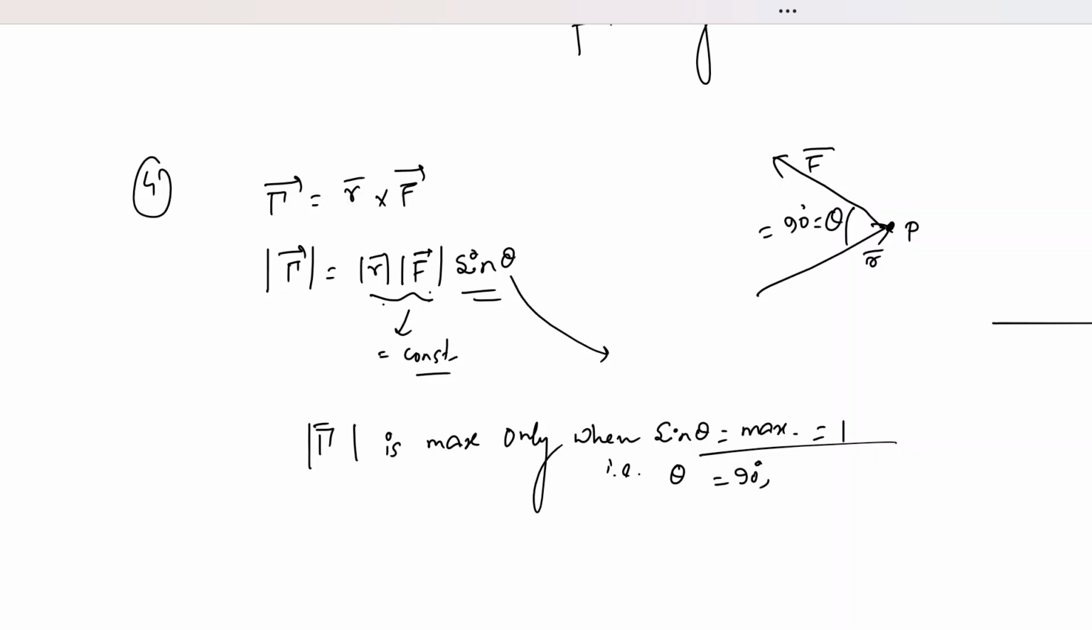Okay. How to do that? Basically, this will be perpendicular to each other. So if this is your R vector, this will be your F vector, so that their angle becomes 90 degrees. This condition is necessary to get the maximum torque value, given that you cannot change your position and cannot change your force.